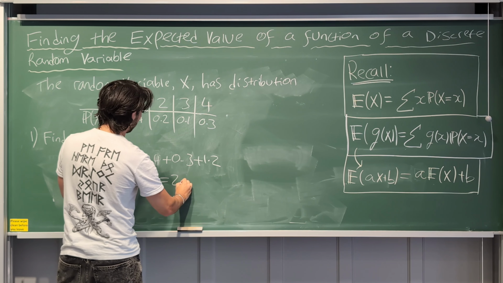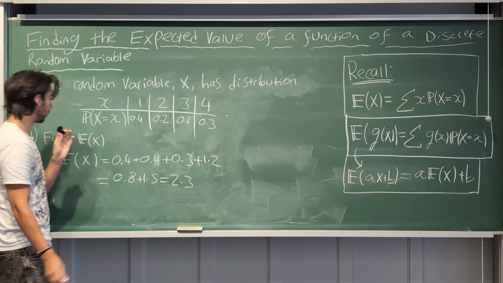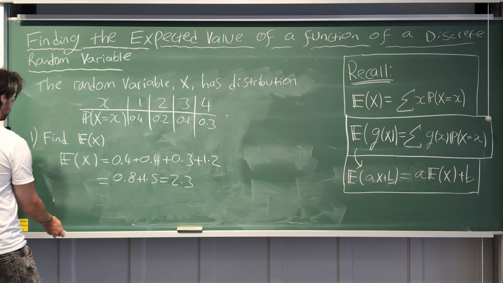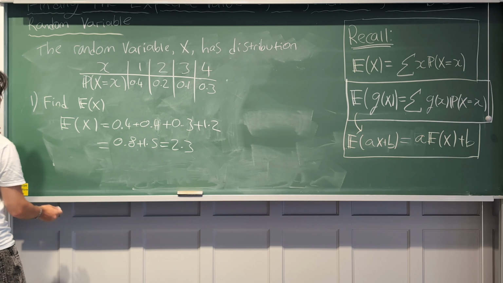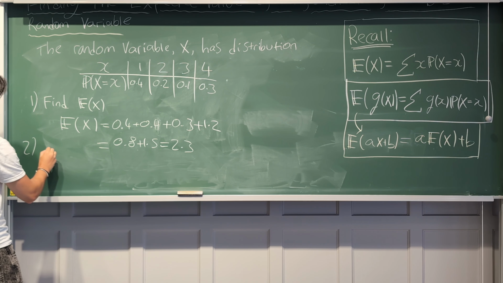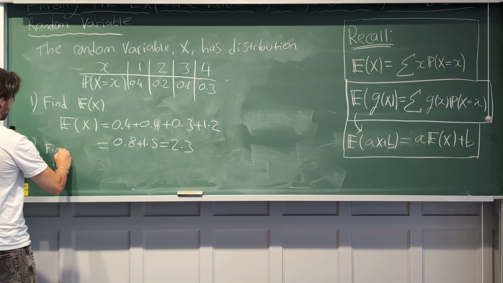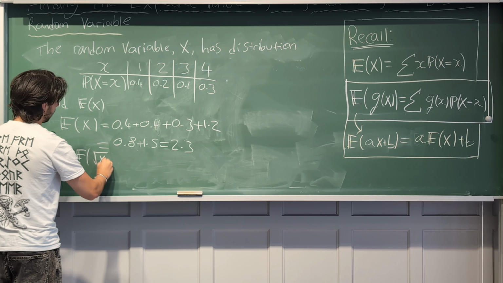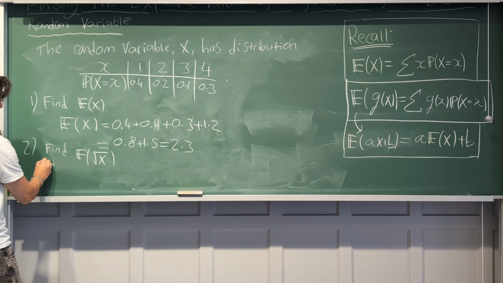So that's 2.3 overall. So the expected value of X is 2.3, and it is that simple. Now, let's ramp it up a little bit. What about the expected value of the square root of X? So the second part of this is to find the expected value of the square root of X. So how are we going to do that?